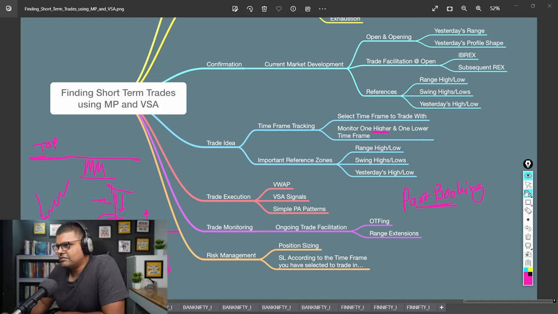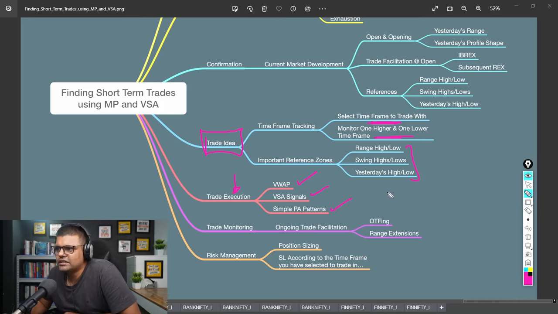Okay. You monitor one higher time frame and you also monitor one lower time frame. And I'll show you examples of lower time frame on the actual charts. So you monitor these. Once you have a trade idea, once you have selected a time frame, you monitor one higher, one lower time frame, you look at action references. So what are those action references that you will be looking at? Because that is where you are going to execute your trade. First, VWAP. VSA signals are important. Some basic price action patterns can be useful to enter or exit a trade.